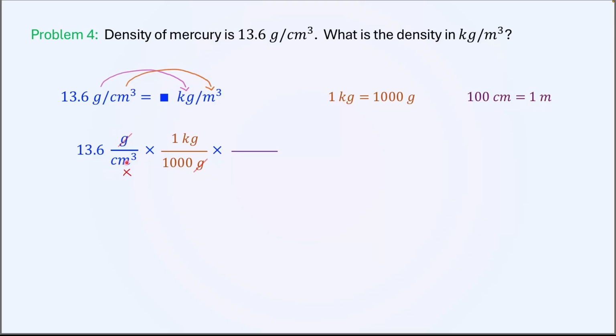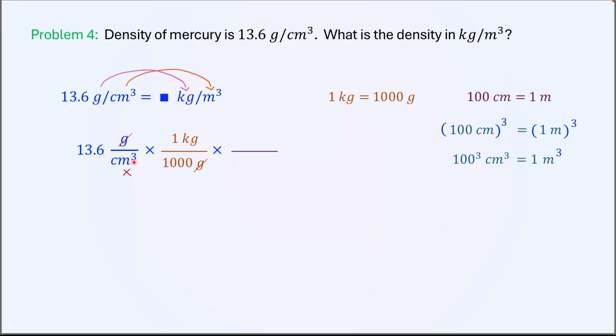Next, we need to get rid of the centimeter cubed. We have the conversion factor between centimeter and meter. But we need the conversion factor between centimeter cubed and meter cubed. That is, we need the power 3 in the units. So what you need to do is take the power 3 on both sides. We get 100 cubed times centimeter cubed is equal to 1 cubed is 1 times meter cubed. Now we have the conversion factor between centimeter cubed and meter cubed.